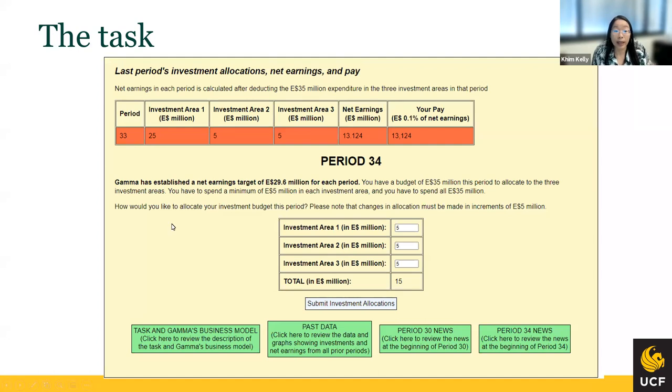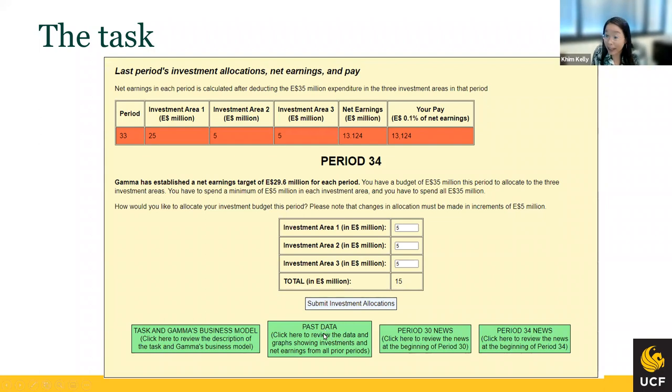This is what the task looks like, or the investment allocation page. They have a budget of $35 million. They're supposed to allocate between three areas. Okay, in the investment allocation page, I thought there are some things that you might find interesting. One is we have a little box that they can click, tasks and business model, to review the task instructions or the model slash HTM manipulation that we gave them earlier, if they want to. All right, so they can click on that.